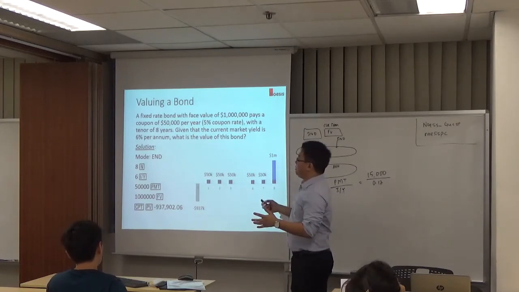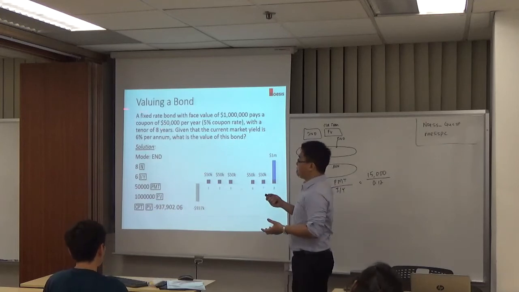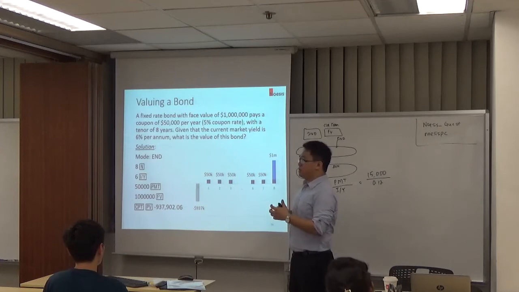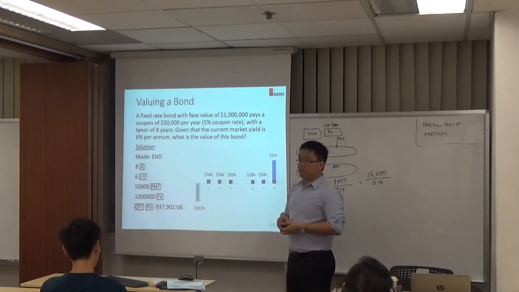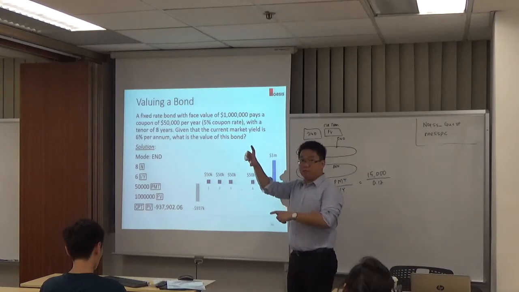Okay, now just a quick example. Let's say you're planning to buy a fixed rate bond. Fixed rate means a fixed interest bond. Sometimes they call it fixed income. Now, let's say the face value is $1 million. Face value means how much it will pay you back at the end of the maturity. That means this is the principal.